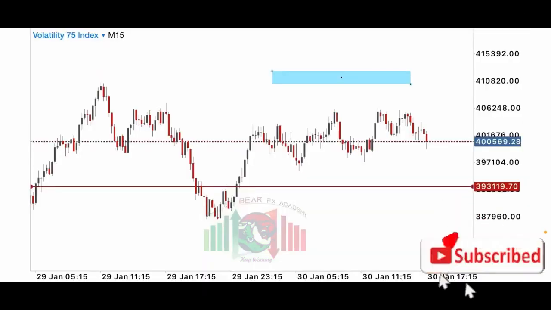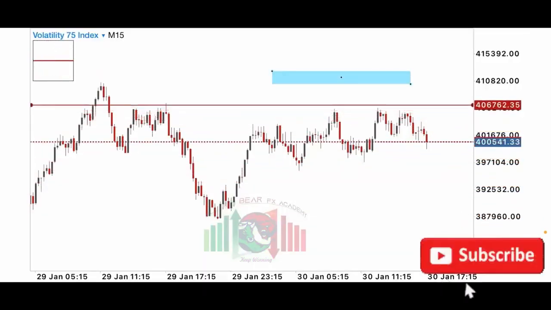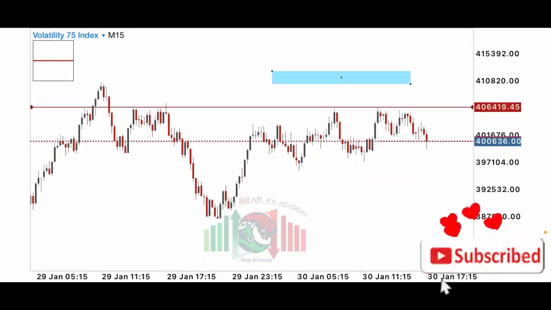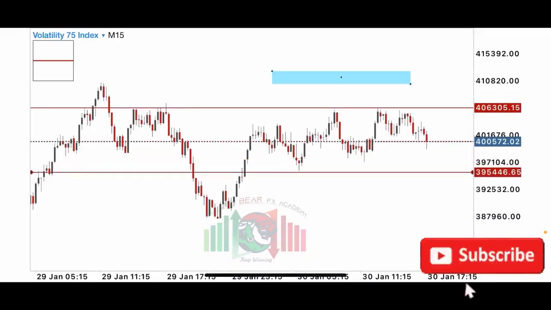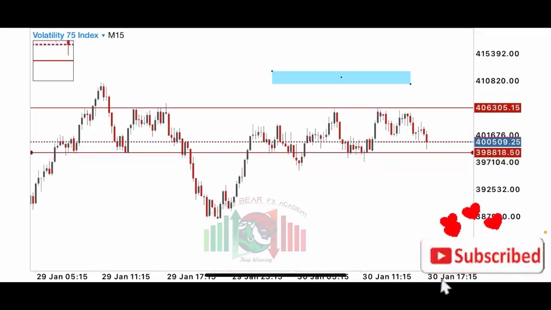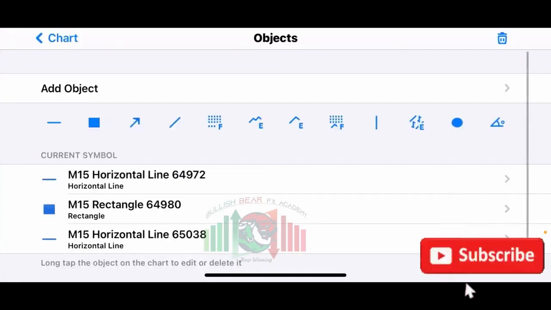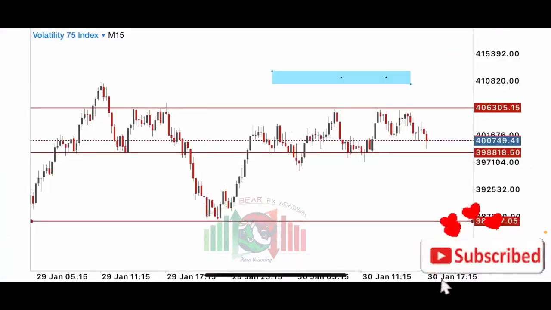All right, so now let's say I have here to be my resistance zone, and I will bring out a support somewhere here, I'll place it here, and then one more, let's say here.